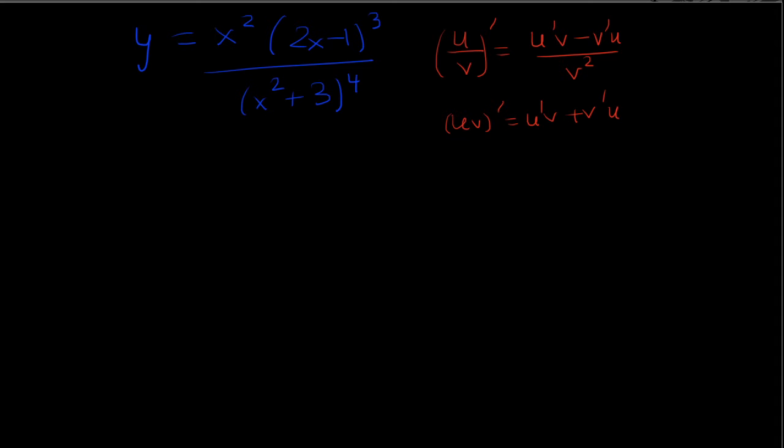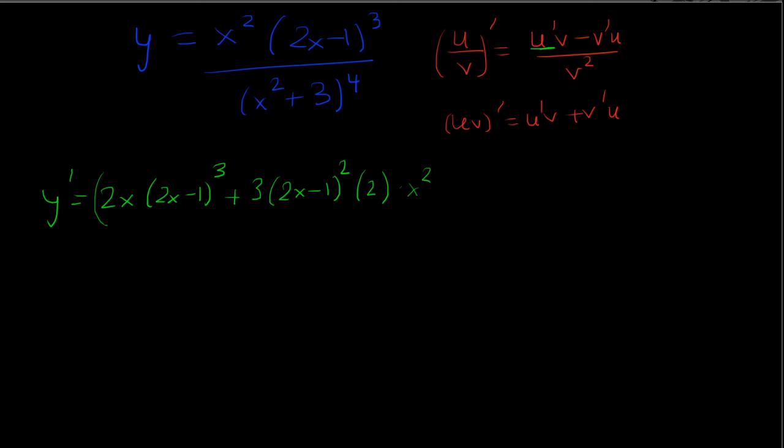Okay, so the first thing we're going to focus on is the u prime, in other words the derivative of the top. First we're going to take the derivative of x squared times 2x minus 1 cubed, plus the derivative of 2x minus 1 cubed, which is 3 times 2x minus 1 squared, and chain rule says take the derivative of the inside, which is 2. So that's the derivative of 2x minus 1 cubed, and we're going to multiply that by x squared.